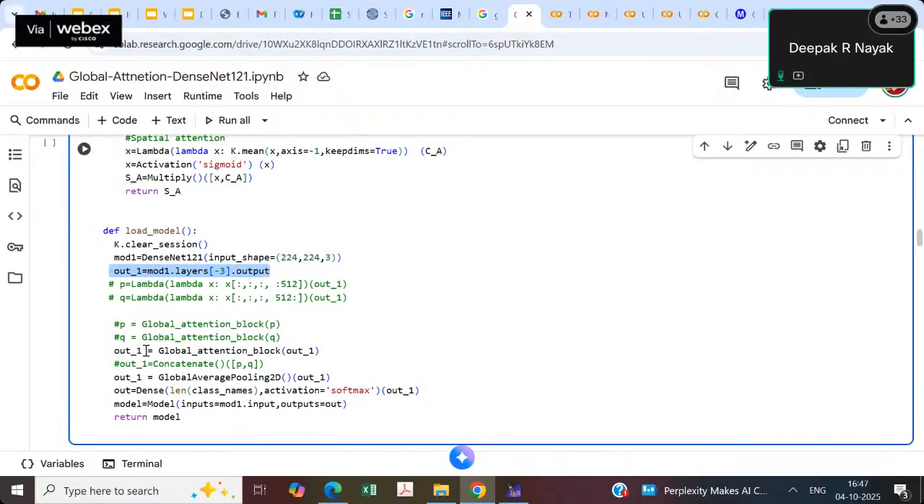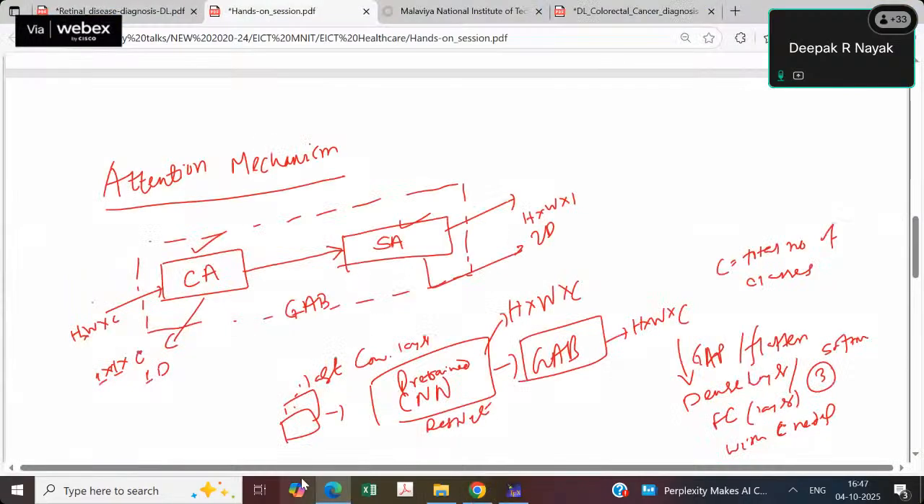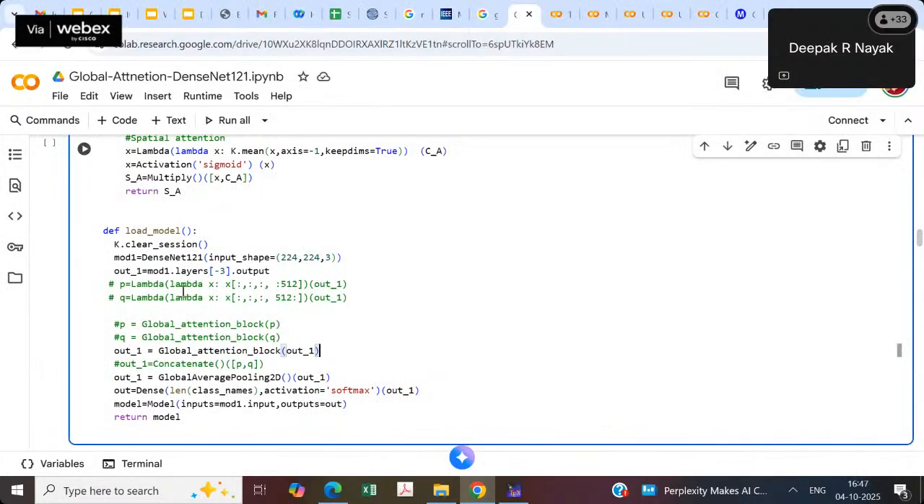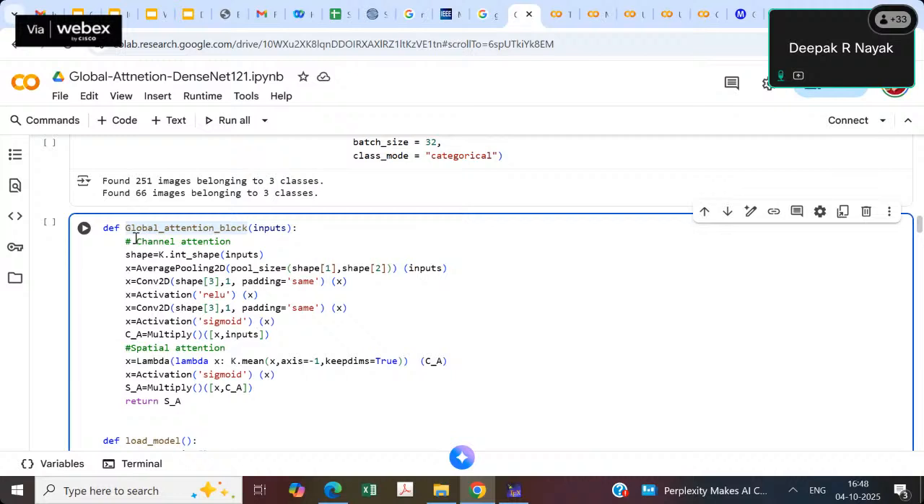And then we are inserting the global attention block. That is what we are trying to do here, whatever I have discussed. So this is a DenseNet here; instead of ResNet, I can take DenseNet one to one. And here is the output of the last convolutional layer, which we can call out1. This is a tensor of H cross W cross C, and now this out1 will be passed to the global attention block. What is this global attention block? It is nothing but a sequence of a channel attention and a spatial attention block. You can see over here.